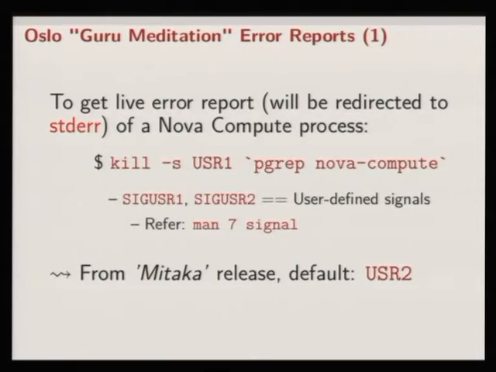So earlier the signal used to be SIGUSR1, but it turned out that some Apache process reserved the SIGUSR1 signal, so we had to change the default signal to SIGUSR2. From the next upstream OpenStack release onwards, the signal to use is USR2.